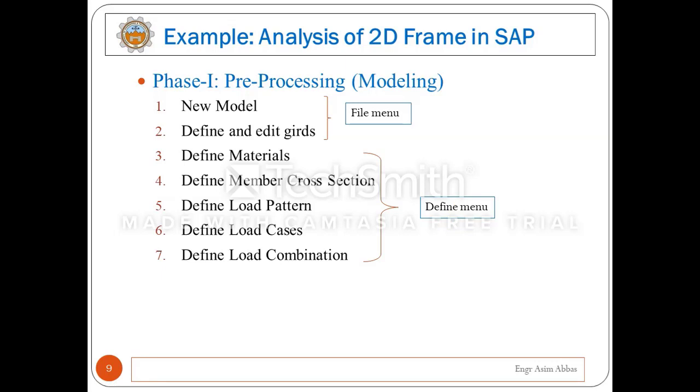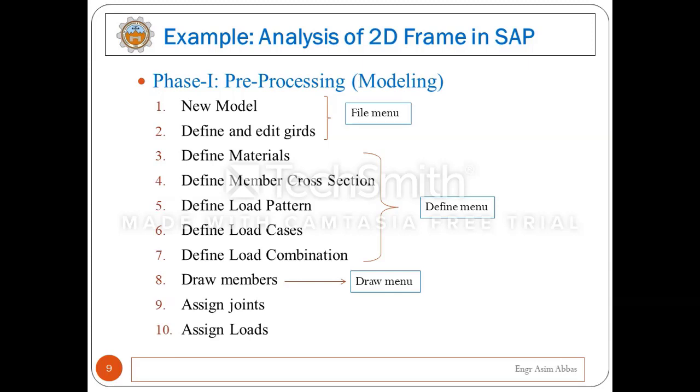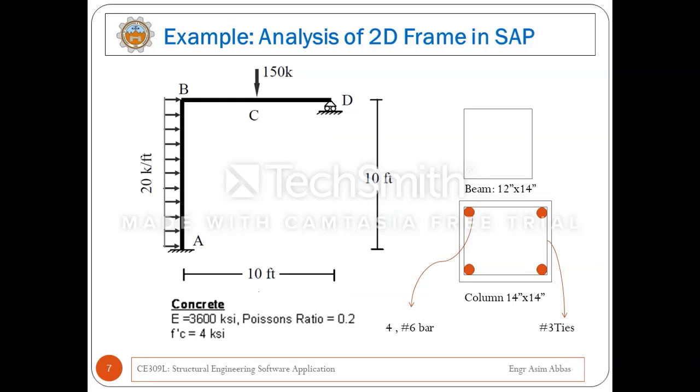Once you define the above properties, the next step is to draw members, okay, where you will draw your model, your structure, and this is accessed from the draw menu. And finally, joints and loads are assigned, okay, and these assignments are applied through the assign menu. Okay, now I will apply the steps which I have discussed earlier on this example by solving it in SAP 2000.